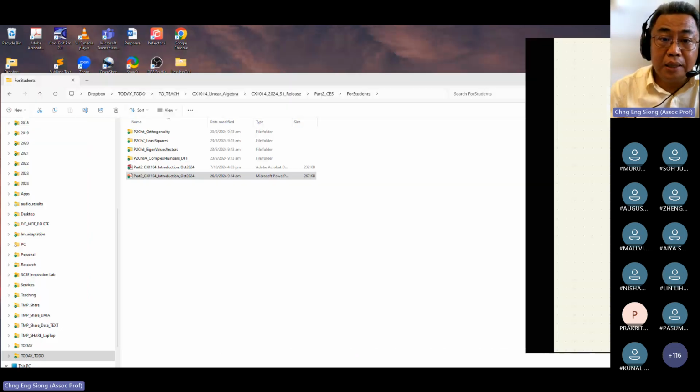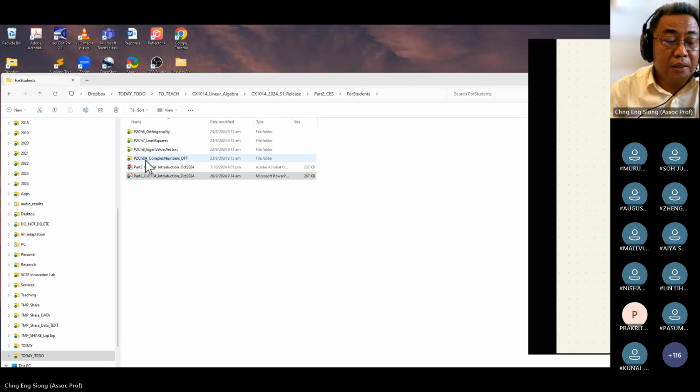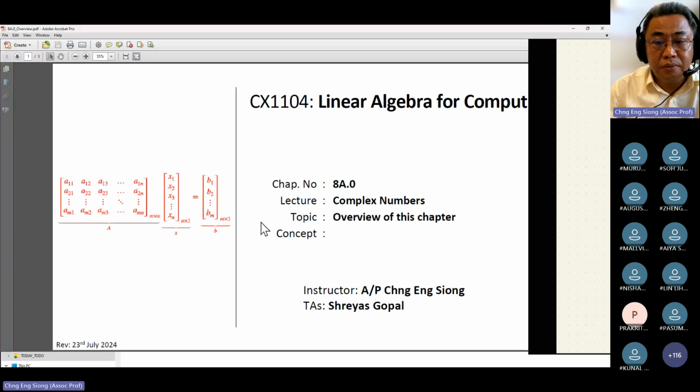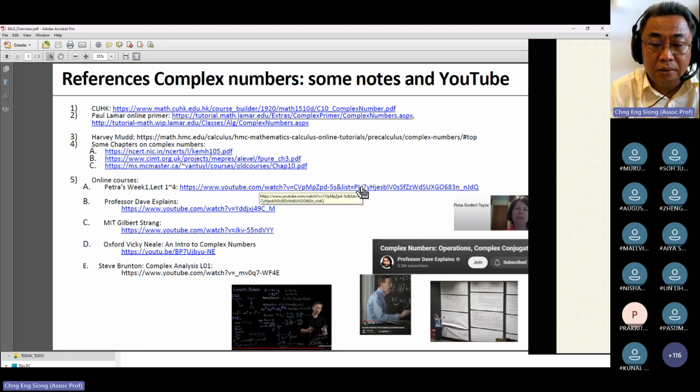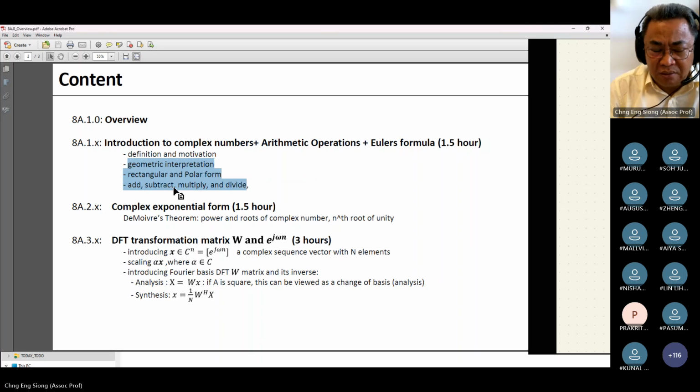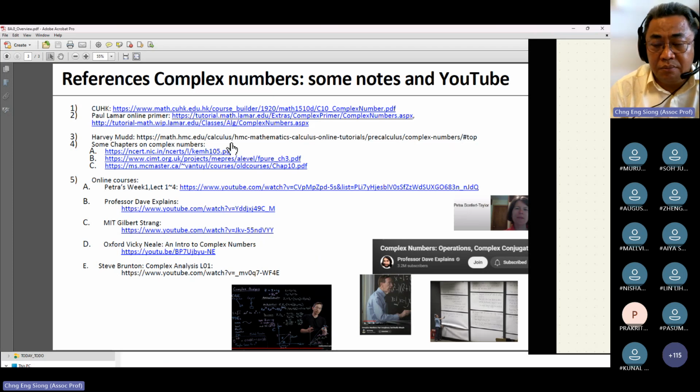And let us see the slides. Now it's called chapter 8a, and we have an overview, and in this overview we are going to do this today. The introduction, and it's very gentle. We are just going to define, introduce some operations: add, multiply, subtract, divide. That's it. And when I was preparing for this course, I went through all this.